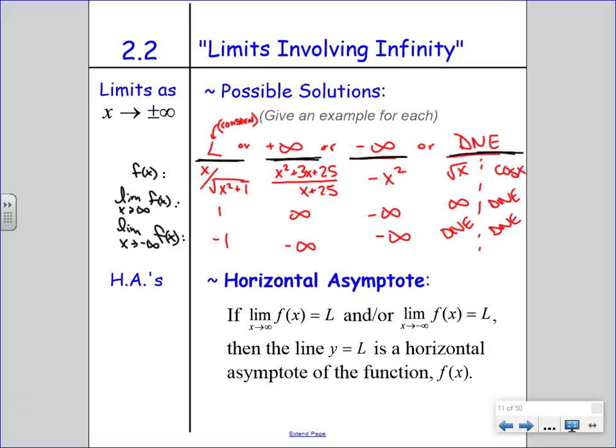Now, as it goes to infinity, even though the limit doesn't exist because it doesn't approach a single constant, what range does it still keep going through? 1 and negative 1. We'll talk about that soon.